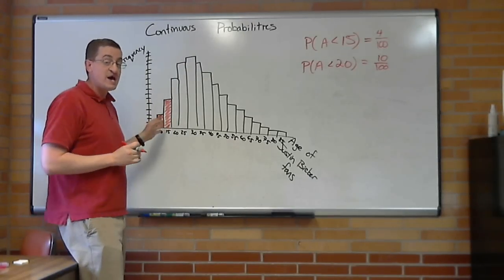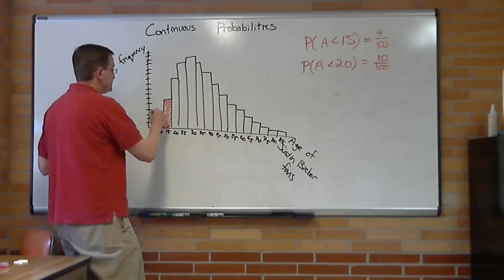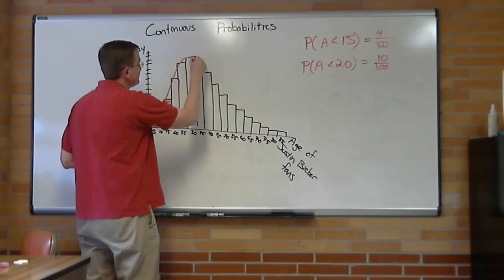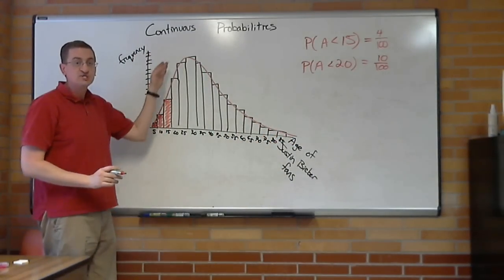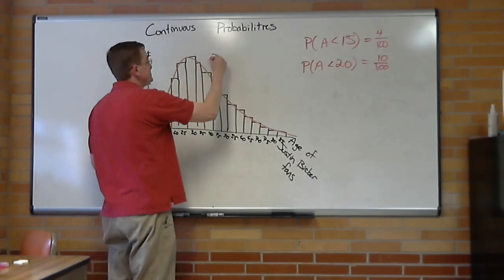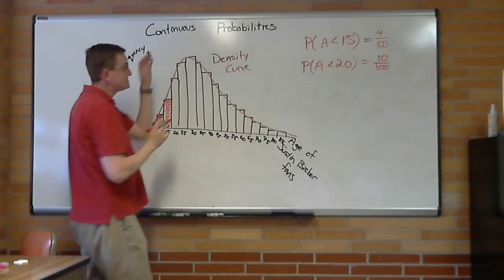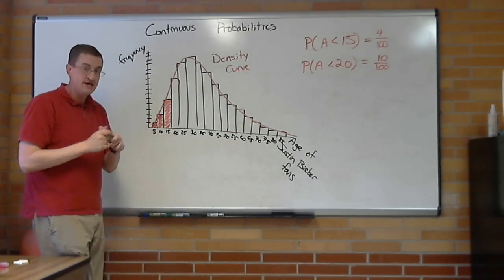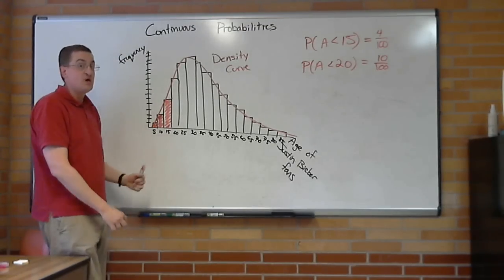Now, we may not have a histogram. We might actually have some theoretical distribution. So I'm going to smooth this over. See how I'm just drawing a line on top of my histogram? This line is called a density curve. And the density curve is for continuous distributions. It shows you what an area distribution looks like. Let me erase the histogram.